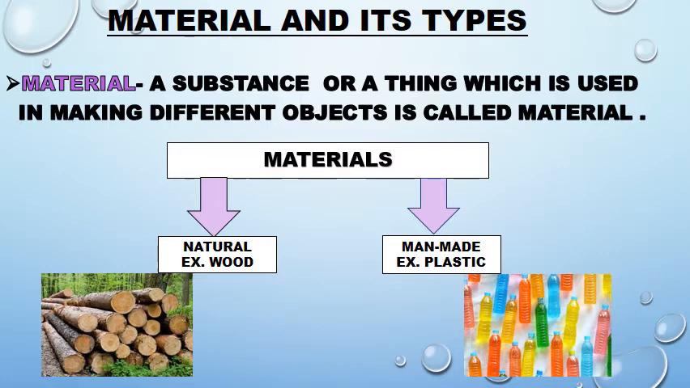Now you know materials are of two types: natural materials and man-made materials. The materials which are obtained from nature are called natural materials. For example, you can take wood. And the materials which do not occur in nature but are made by humans in factories by combining two or more materials are called man-made materials. For example, you can take plastic.